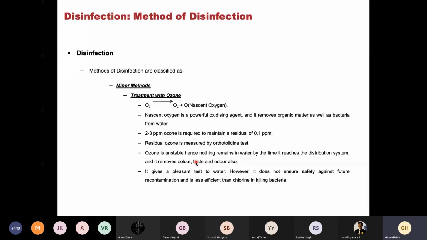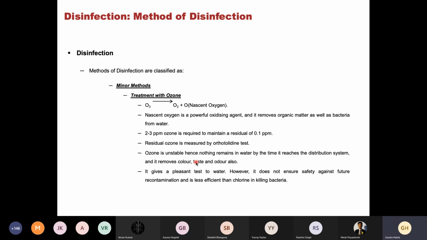Residual ozone is measured by the orthotolidine test. I don't know what kind of test it is. If you want to know more about the test, you can search, it will be available. But I don't teach this experimental method here, like in the CVL100 subject where we also do the experiment. So I did not find out about this test, but if you want, I can also include that.